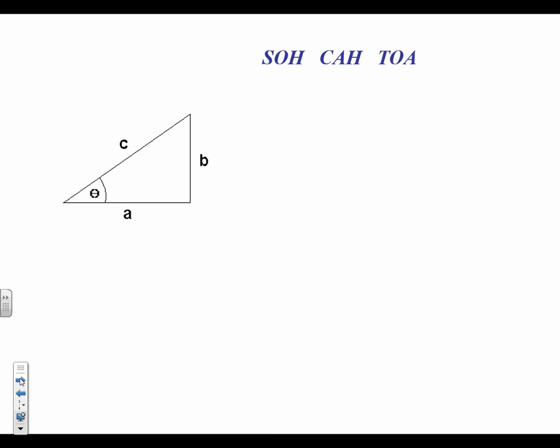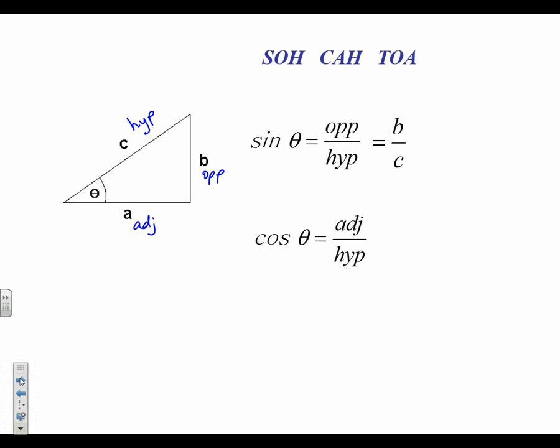Then if we talk about SOHCAHTOA, and we have our reference angle here, then our opposite is our B, our adjacent is our A, and our hypotenuse is our C. Sine theta will be the opposite over hypotenuse, so the expression would be B divided by C. Cosine theta is my adjacent over my hypotenuse, so that would be A over C. If I had values there, they would be substituted in. And for tangent, the TOA, it's the opposite over adjacent, so I will put my B over my A.